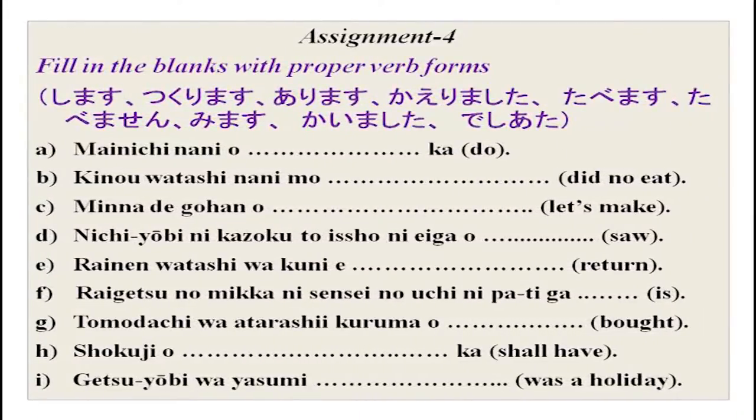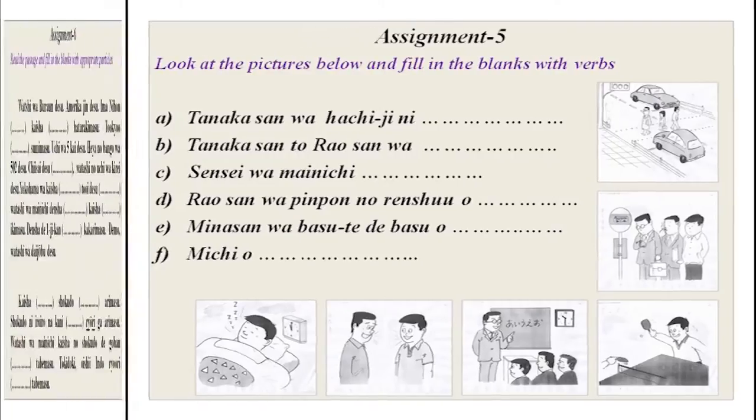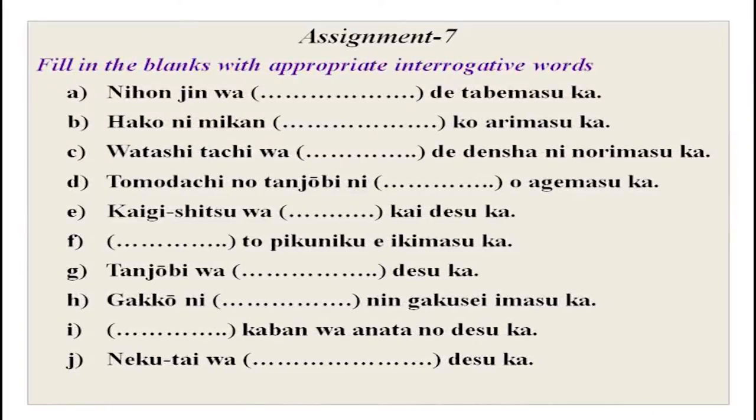There is fill in the blanks. The words are here for you. Verbs are here, and you can put verbs in proper forms in the brackets. Then look at the pictures and fill in the blanks with verbs in proper form. As done in our previous lesson, you need to fill in the blanks with appropriate particles. Read it carefully and then fill in the particles. Then fill in the blanks with interrogative words. So well, read the sentence and then make the question and put the word.